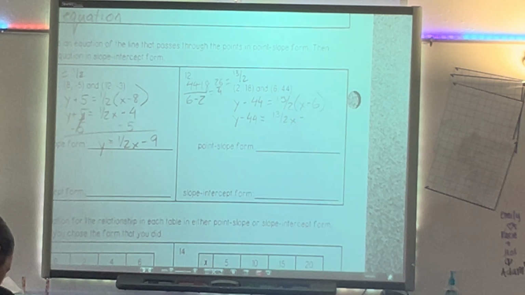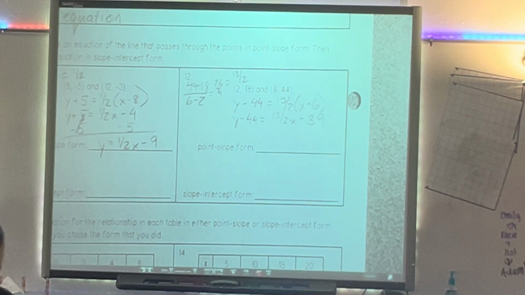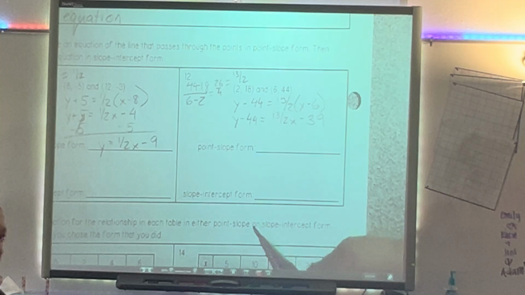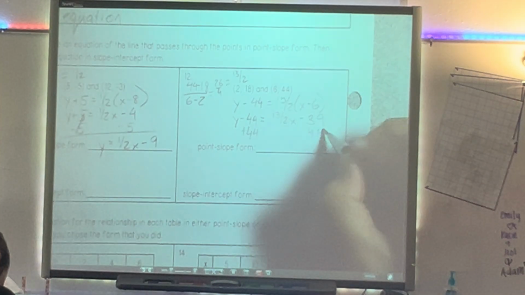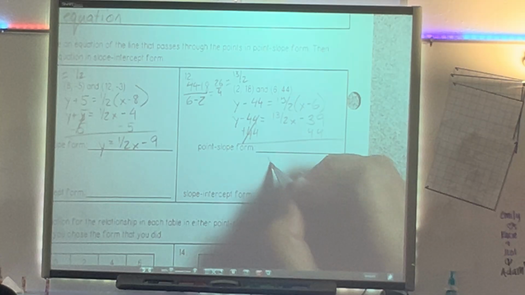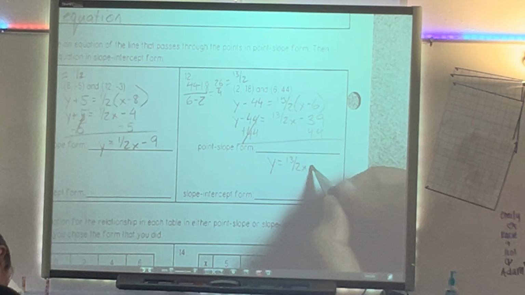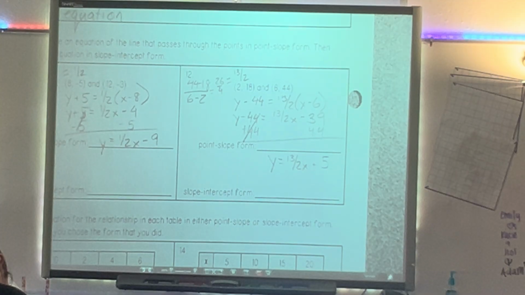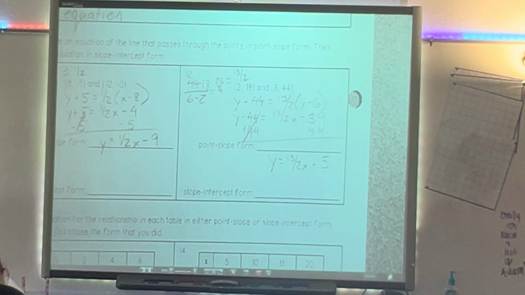All right, so y minus 44 is equal to 13 over 2 x minus 6 divided by 2 is 3. 3 times 13 is 39. Are we okay there? Now, okay, add 44. Over here it goes away, and I've got y is equal to 13 halves x plus 5. And had we used the other point, we would have gotten the exact same thing. Everybody okay there?